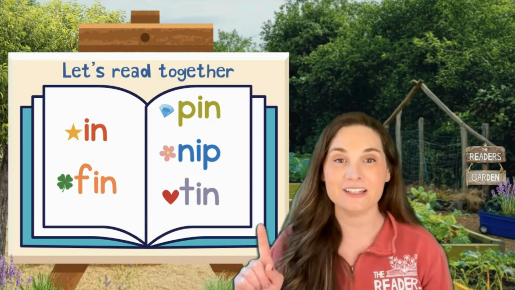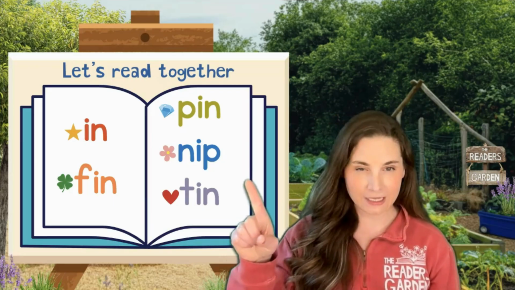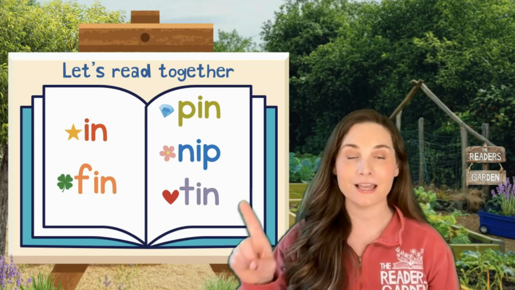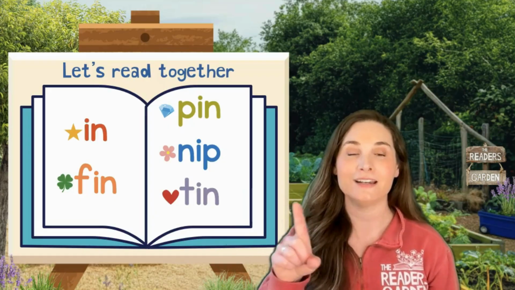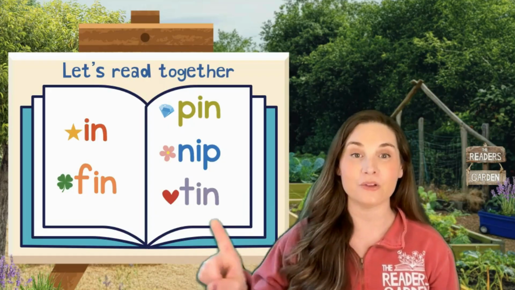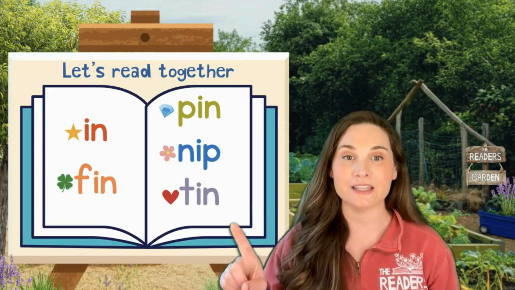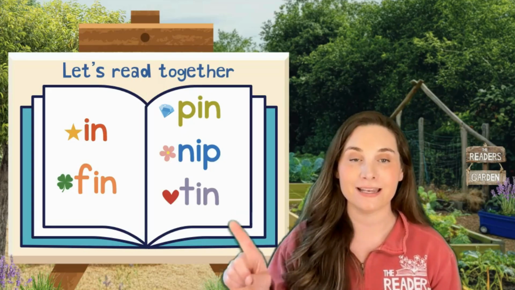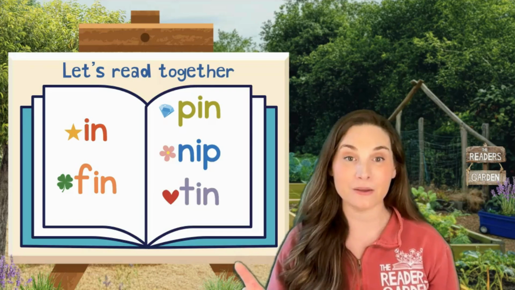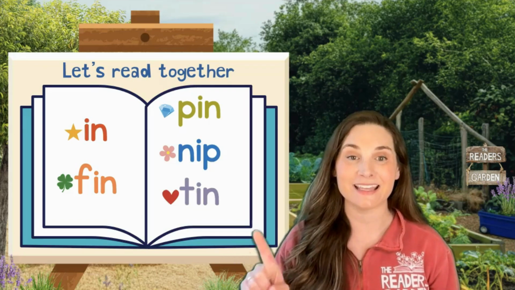Go to the next page. We have a little word in green with a diamond next to it. Let's read that together. Pin. Beautiful. The word is pin. Go to the word with the flower and let's read that. Nip. And then go to the word with the heart at the bottom. Tin.